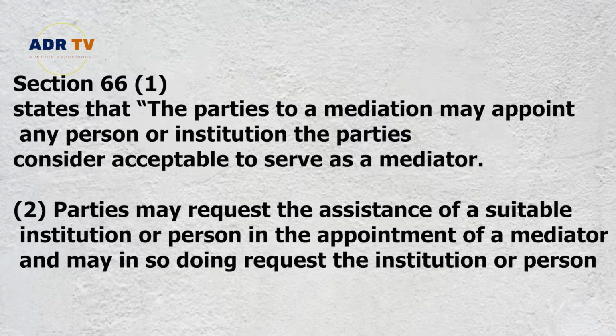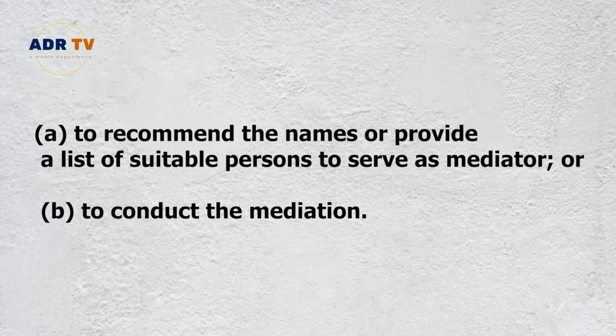2. Parties may request the assistance of a suitable institution or person in the appointment of a mediator and may in so doing request the institution or person: A. to recommend names or provide a list of suitable persons to serve as mediator, or B. to conduct the mediation. Remember that in our previous discussion on mediation clause drafting, we mentioned the need to indicate the structure for the appointment of a mediator in the mediation clause. There are essentially three ways of appointing a mediator.